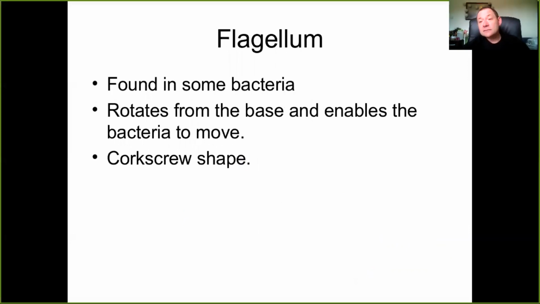The flagellum is the tail of bacteria. By the way, it's not just prokaryotes that have a flagellum. Some eukaryotes do, that's how sperm swim around. They rotate from the base in a kind of corkscrew shape to allow swimming. Some bacteria have just one. Some have one on either side. Some have multiple all the way around to allow them to swim in different directions.